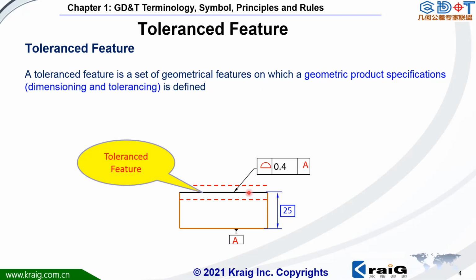You look at this drawing here, you notice there's a profile tolerance with a lead line pointing to the upper surface. This upper surface means the tolerance feature, or the feature toleranced with this geometric tolerance, or the feature to be measured based on this geometric tolerance.